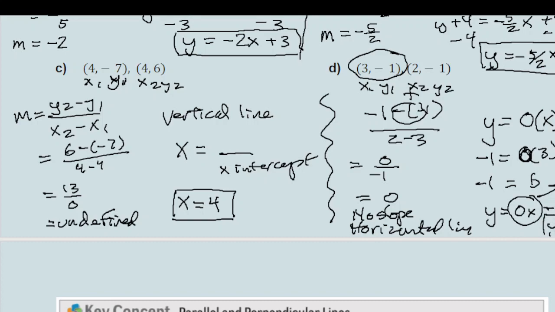So this is a lot like the one over here, where all you have to do when you recognize that this is a horizontal line is write your equation as y equals whatever your y coordinate is. A vertical line is x equals whatever your x coordinate is. A horizontal line is y equals whatever your y coordinate is, and that's a given. It will work every time.